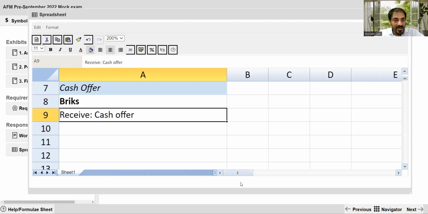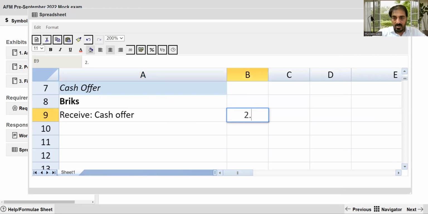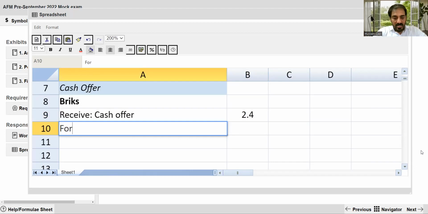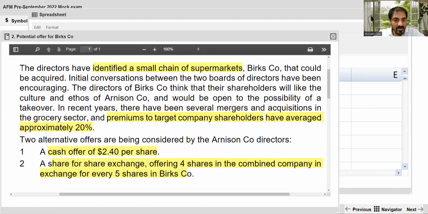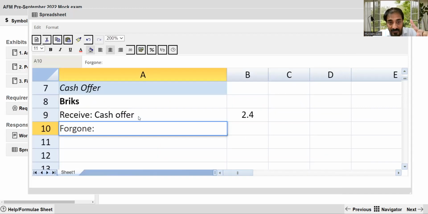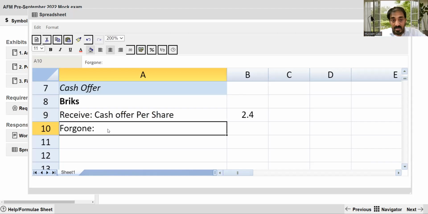So number one, the cash offer. What is the value of the cash offer? Is this given? It's very simple, 2.4. That's simple. What is foregone against what? So read the requirement carefully. Sorry, read the details very carefully. Two alternative offers. Cash offer 2.4, one share. So cash offer, that is per share. Foregone, what? They will forego per share. So we need to calculate the value per share of Bricks. So for this you need to work it out.